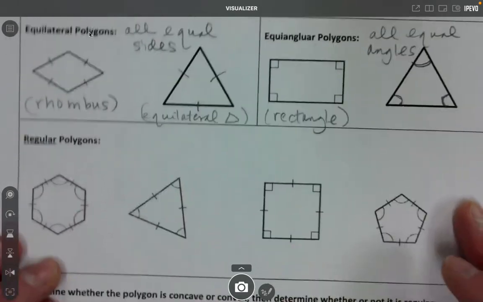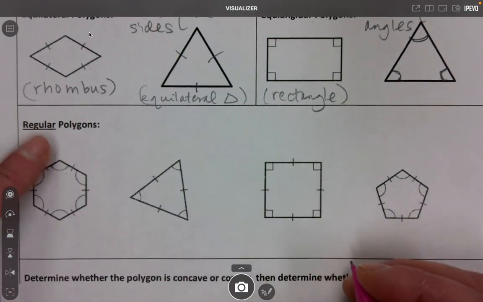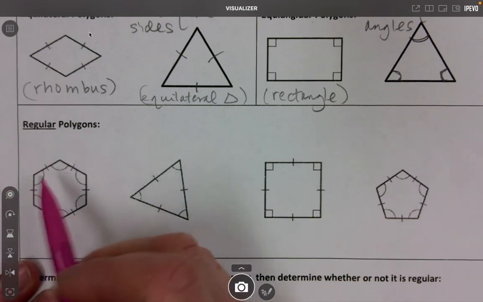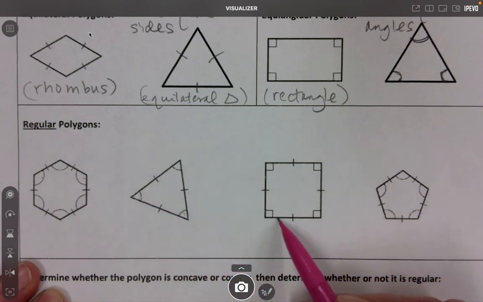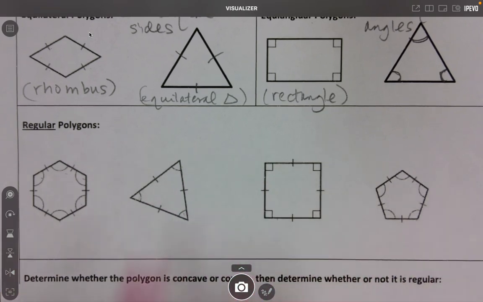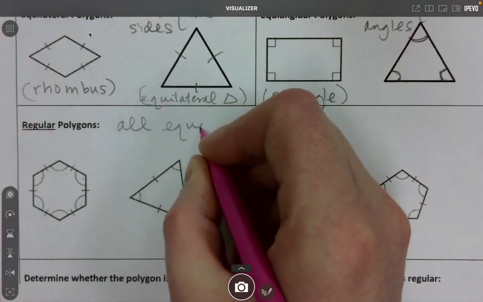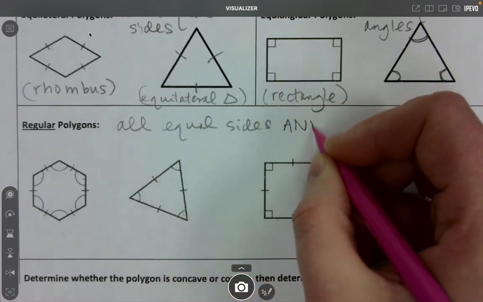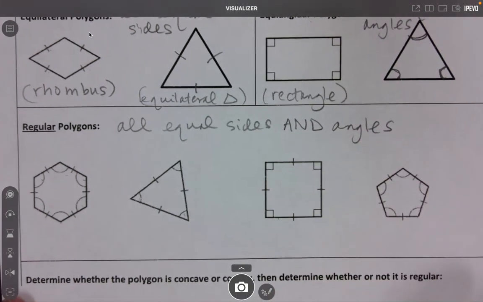So for regular polygons, this is a new word now. A regular polygon is a polygon where, if you notice on all these diagrams, look at my angles are all marked equal on this one. They're marked equal on this one and this one and this one. But my sides are also congruent. So this means we have all equal sides and angles. So that's what a regular polygon is.